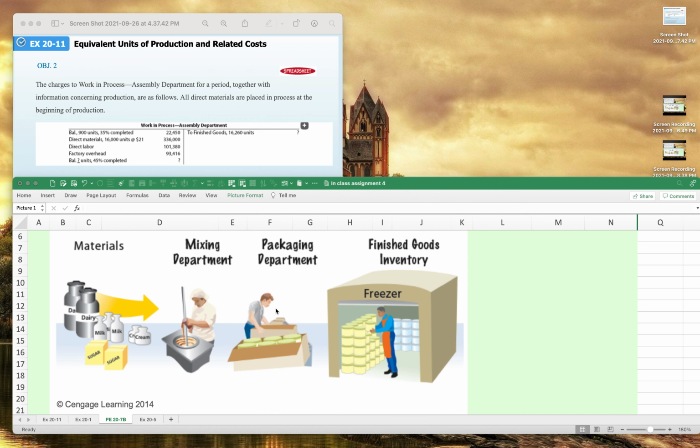to the next department. And so what we need to do in this problem in exercise 20-11 is we need to take a look at a specific department, determine the items that were placed in production or in process at the beginning of the process, and how many units we added direct material, or we added direct labor, or we added factory overheads to.